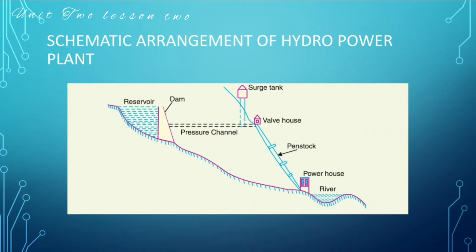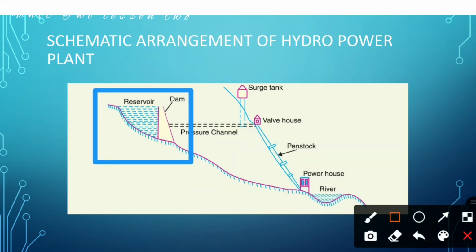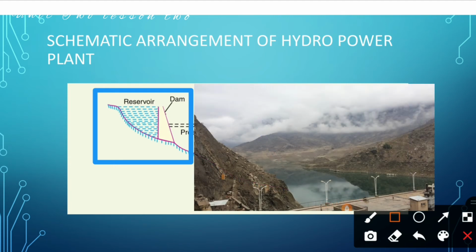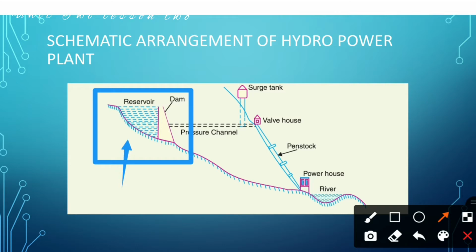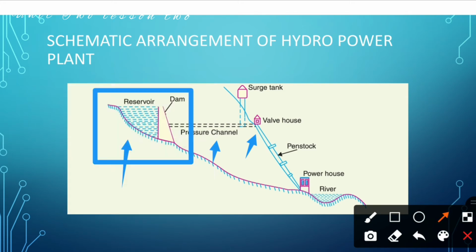Schematic arrangement of hydropower plant. A dam is constructed across a river, and water from the catchment area collects at the back of the dam to form a reservoir. A pressure tunnel is taken off from the reservoir and water is brought to the valve house at the start of the penstock. The valve house contains main valves and automatic isolating valves. The former controls the water flow to the powerhouse, and the latter cuts off the supply of water when the penstock is about to get damaged.